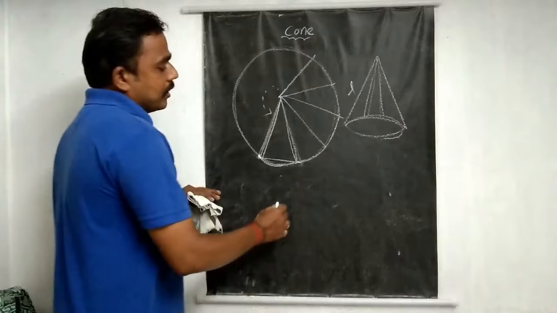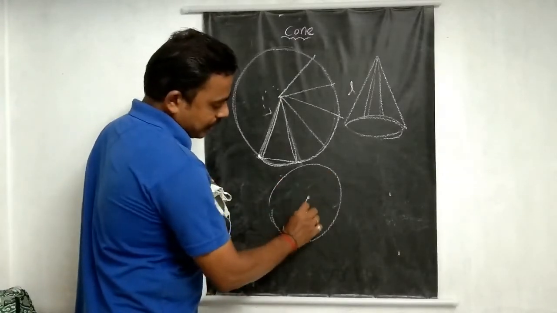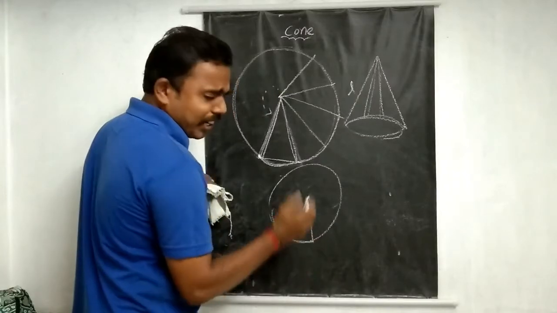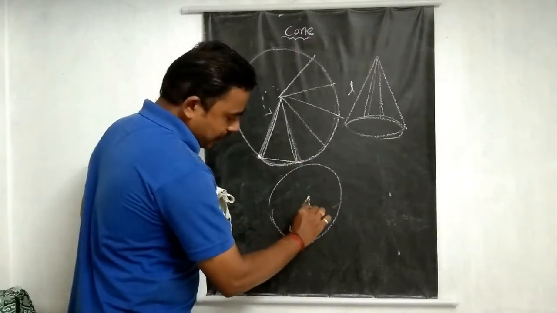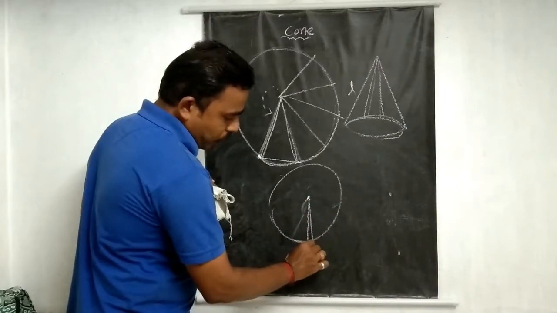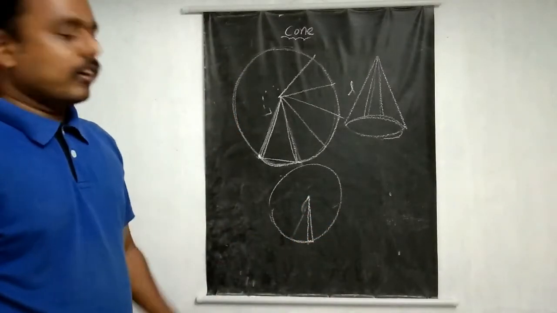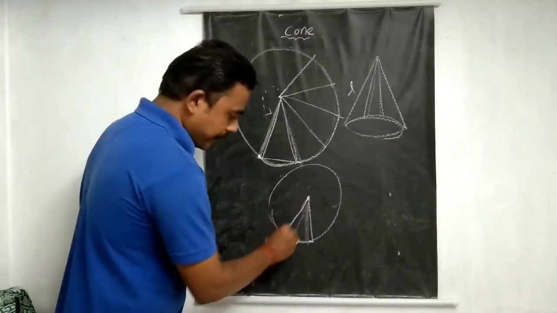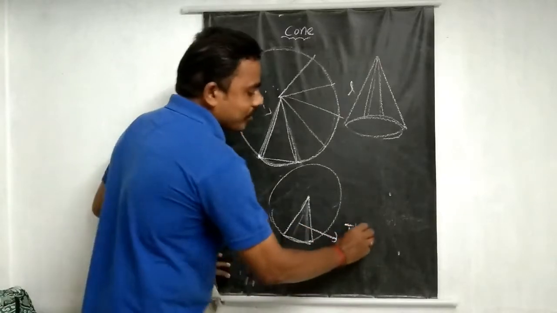So here it looks like that. It's a circle, the center, this one is the slant height, this is the height. Now consider this very small one. Looking there, this shape I am going to rearrange. By looking there, it may be like that. Now we are going to consider this as a triangle.